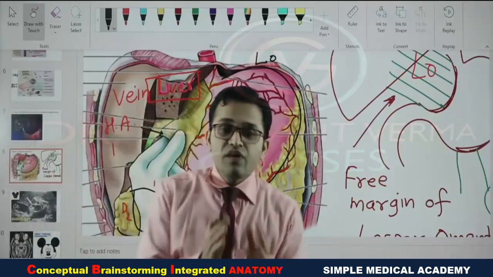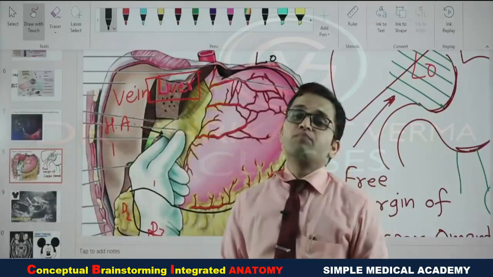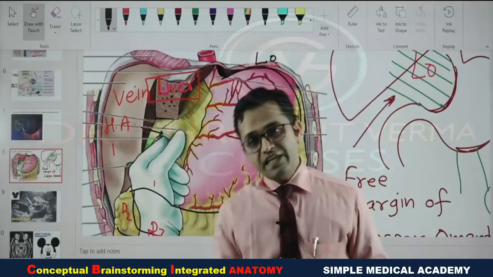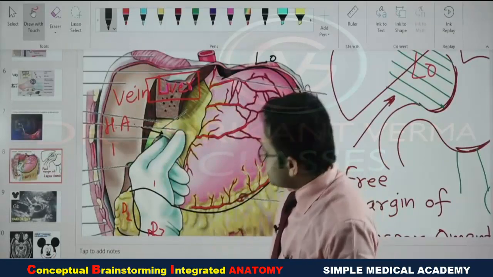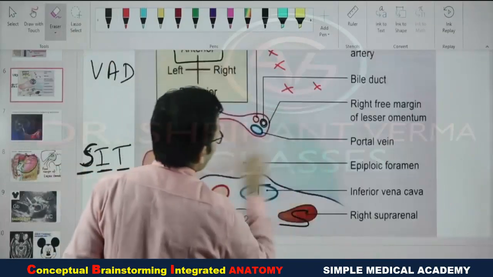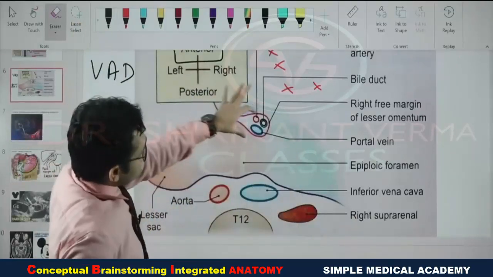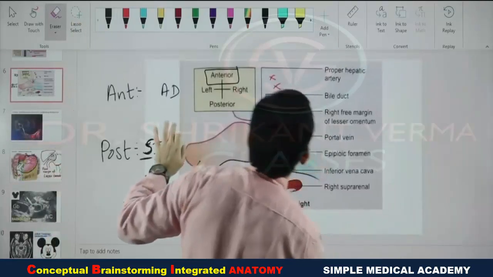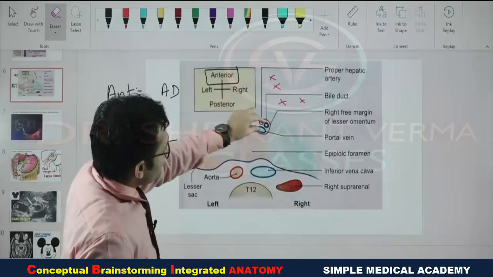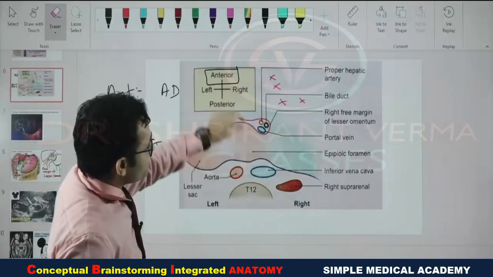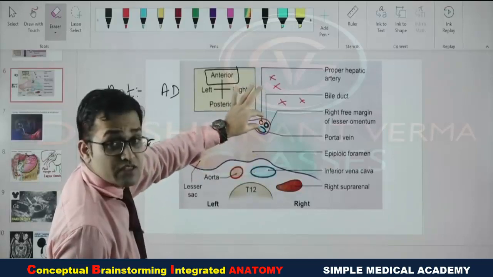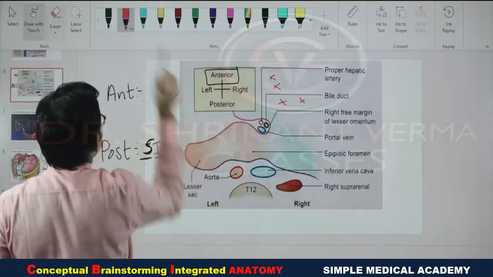Now again we are correlating a few important topics of the peritoneum with your clinical knowledge. See this image again. Within this free margin of the lesser omentum, this is the epiploic foramen, this is the lesser omentum, this is the free margin of the lesser omentum. So what are the structures which are located here?